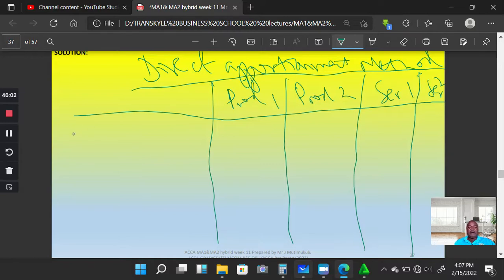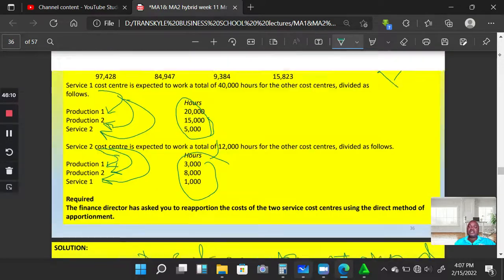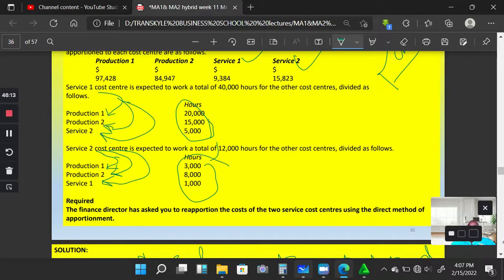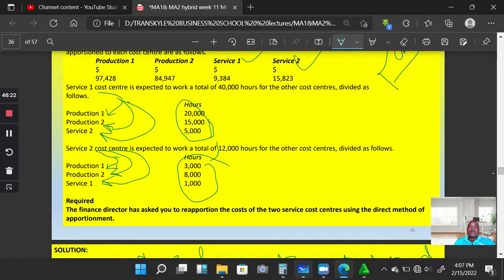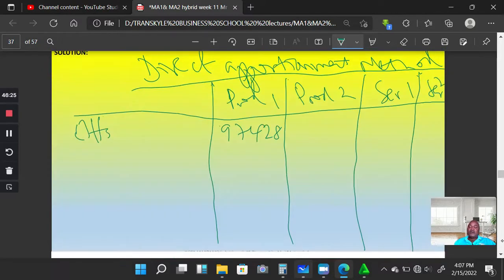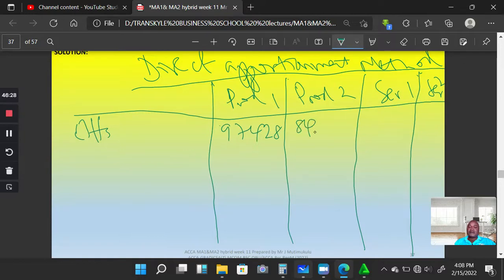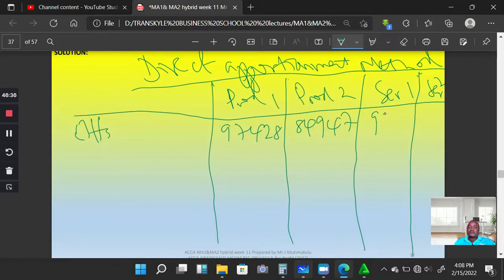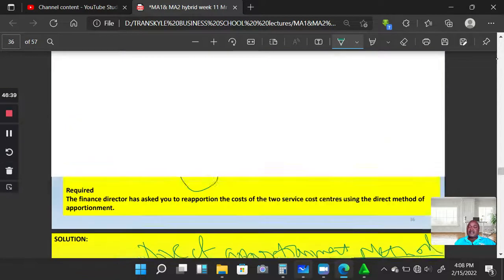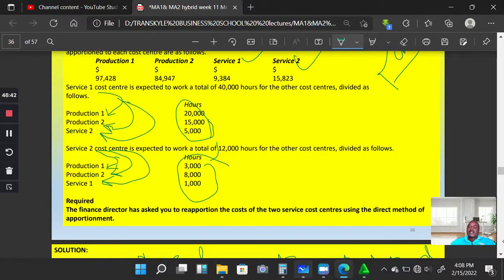We've got our overheads as given in the question. For production center 1, that's 97,428. For production center 2, that's 84,947. For service center 1, 9,384. And then 15,823.